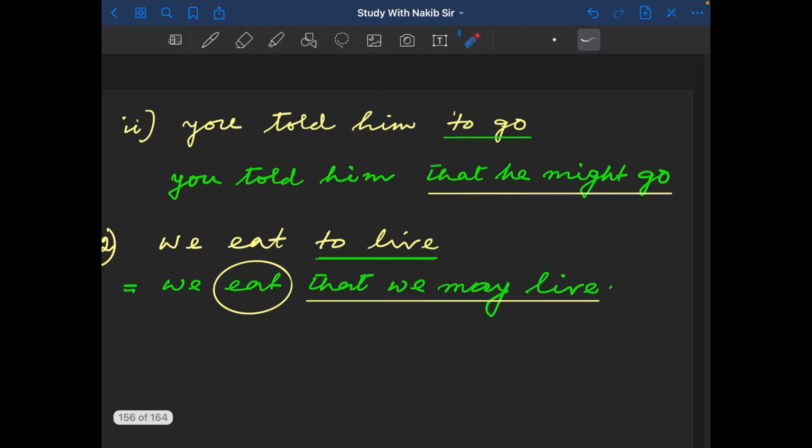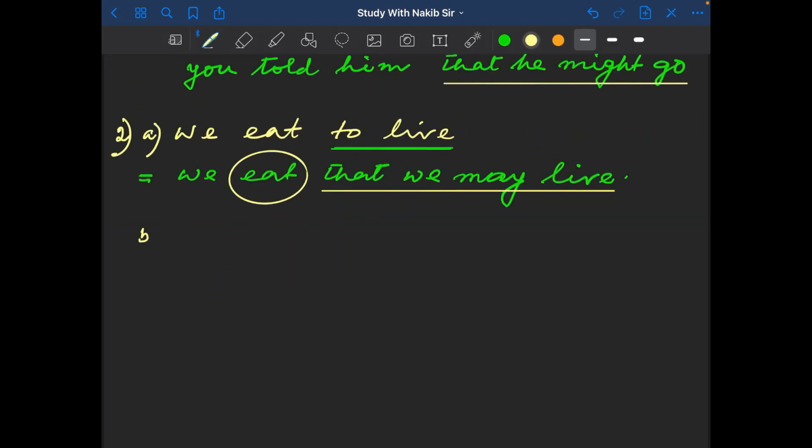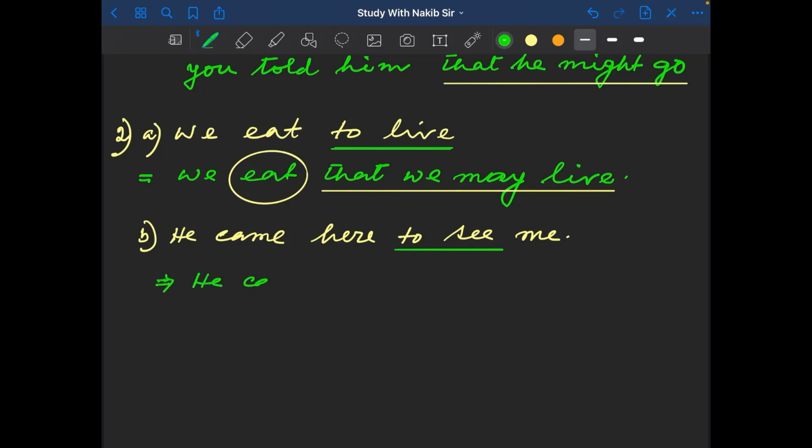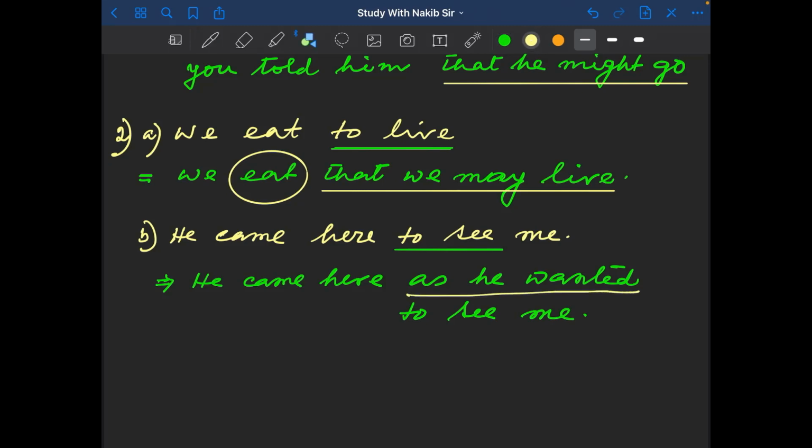Gerundial infinitive. Okay. Now take another example. He came here to see me. To see. How can you understand this is a gerundial infinitive? Simply expand and you will get it. He came here. Why? He came here as he wanted to see me. As he wanted to see me is a clause.